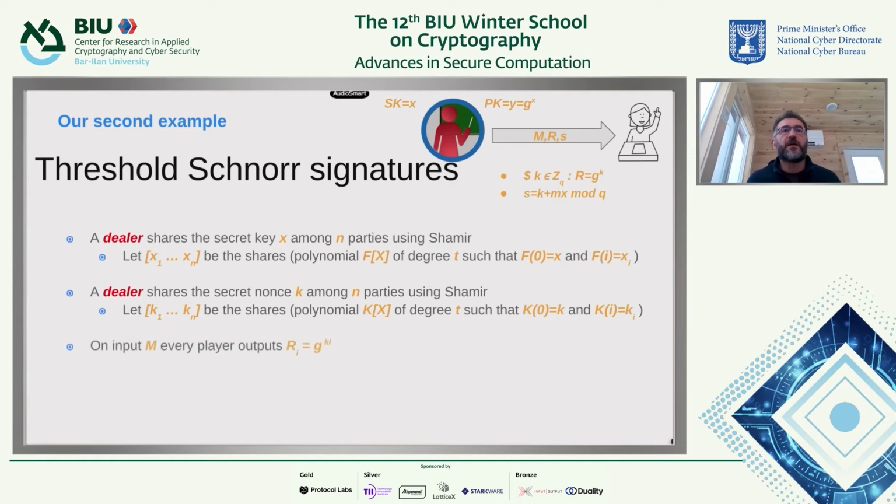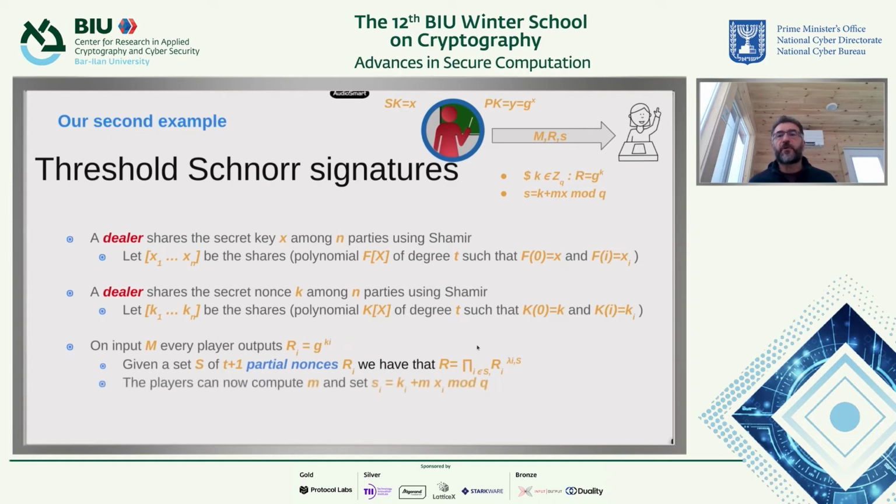And once you have the shares of the nonce, every player can output G to the K_i. Given T plus 1 of them, you can get R via interpolation in the exponent. And now, once you have R, you can compute M and set your partial signature S_i as k_i plus m x_i. If you interpolate these s_i, you get the free term of a polynomial, k plus mx, which is exactly the S that you're looking for. And again, this only works for a semi-honest adversary.